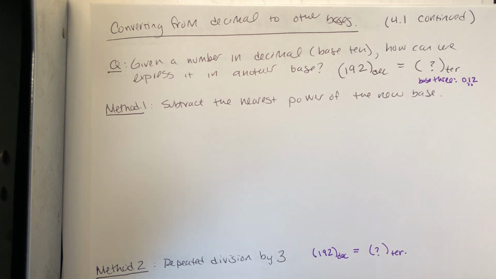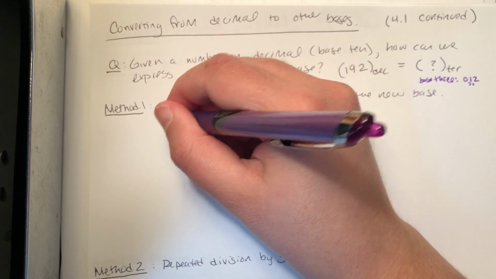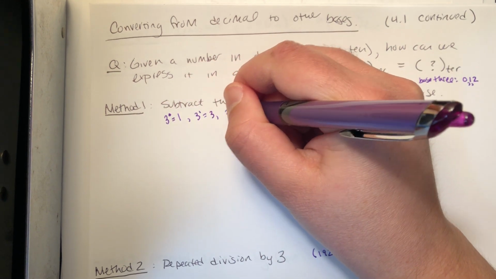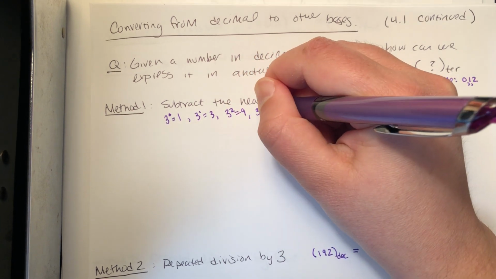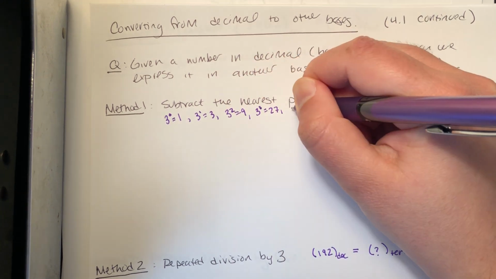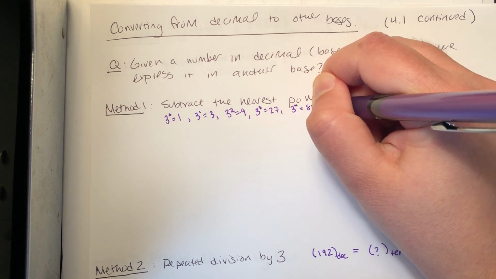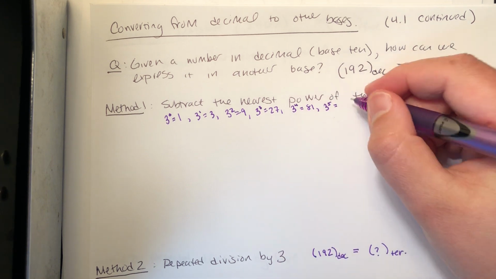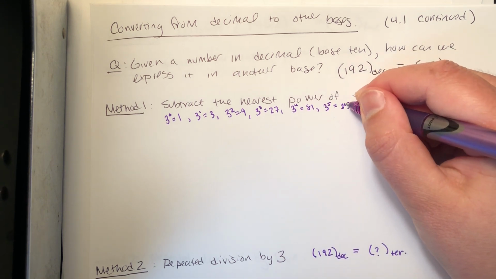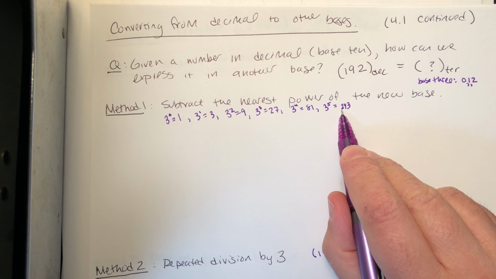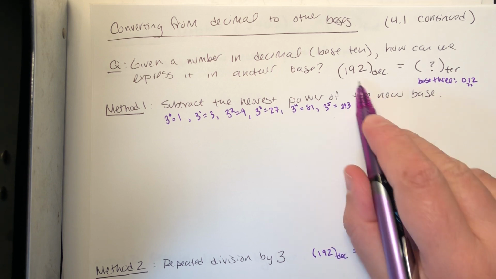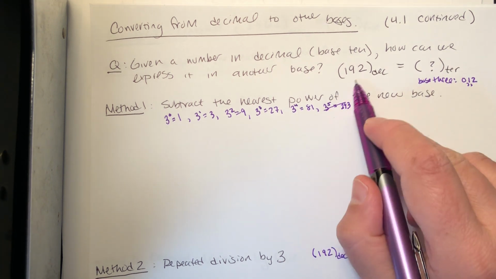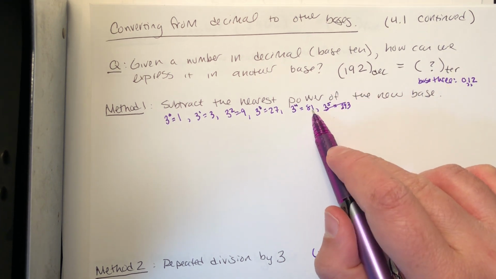Alright, what are the nearest powers of 3 that we have to use here? Let's keep in mind 3 to the 0 is equal to 1, 3 to the 1 is equal to 3, 3 squared is 9, 3 cubed is 27, 3 to the 4th is 81, and 3 to the 5th would be 81 times 3, so 243. Oh, that's too high. If I were to subtract 243 from 192, I'm going to be negative, so forget about this. The closest power of 3 to 192 would be the number 81.